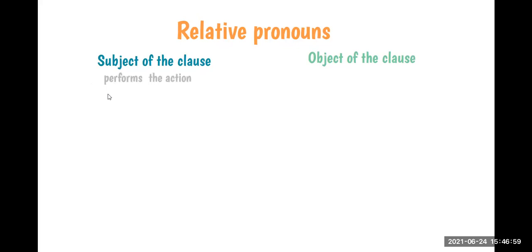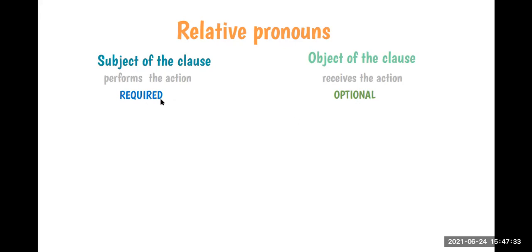So, yes, the subject is the person or the thing who performs the action in a sentence, and the object, the person or thing who receives the action. Very good. When the relative pronoun is the subject of the clause, this is required. So we can't omit the relative pronoun. And when the relative pronoun is the object of the clause, it is optional. So we can omit the relative pronoun.